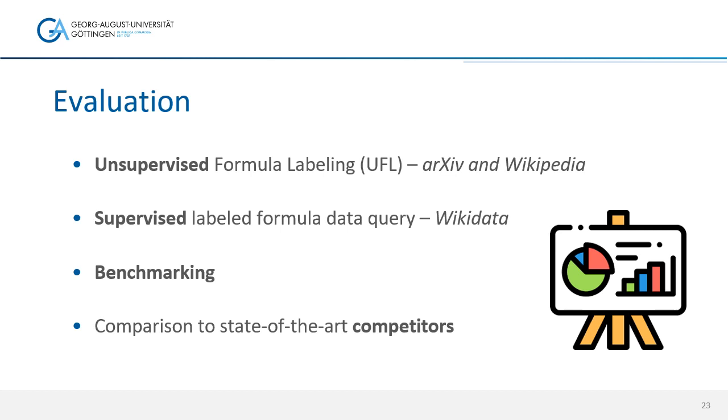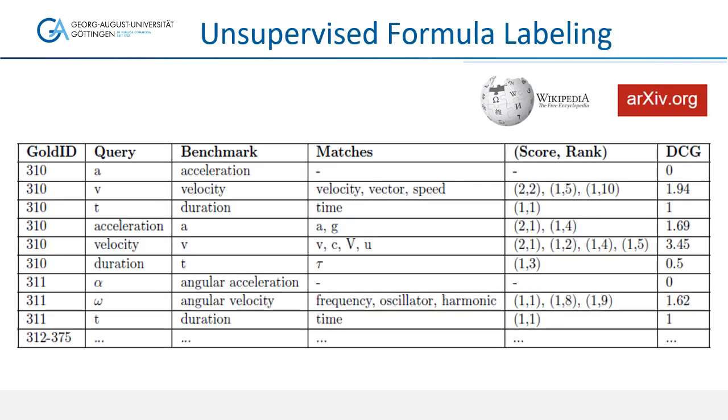Also, we introduce a benchmark for annotated formulae that can be used for further information retrieval tasks. Finally, we compare our system's performance to state-of-the-art competitors. In the unsupervised formula labeling, we evaluate the translation from identifier names to symbols using the ranking measure discounted cumulative gain.